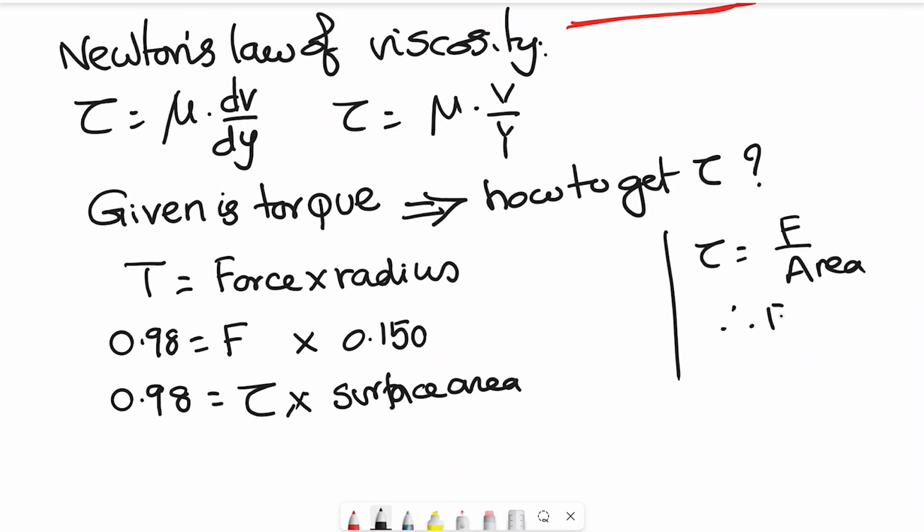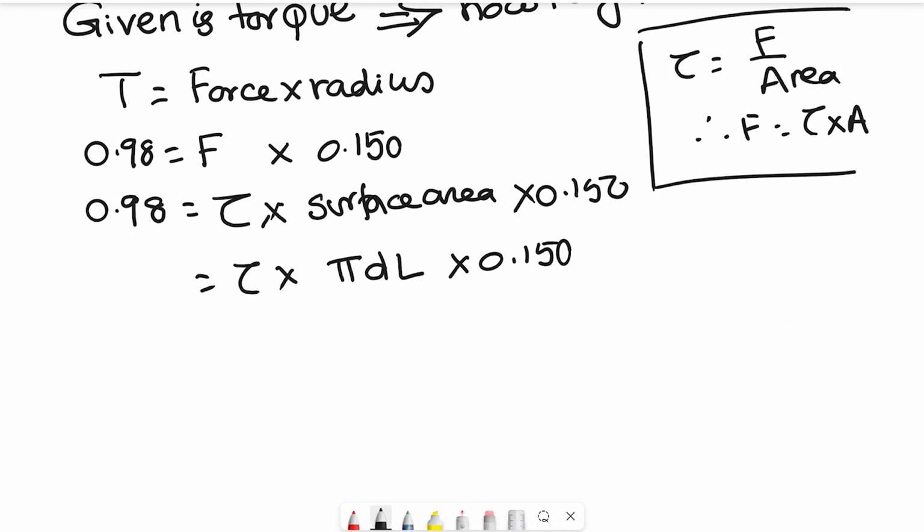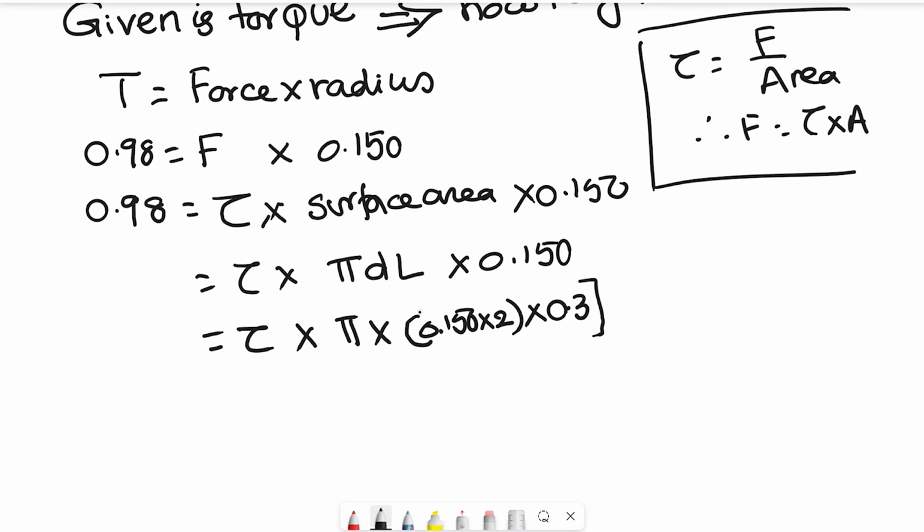Therefore force is equal to tau into area, right? Into 0.150. So it is tau into surface area, which is pi d L, into 0.150. So tau into pi into d, which is basically 0.150 into 2, this is the diameter, into length, which is how much? 300 mm, so that means 0.3. So this is d L into radius 0.150. So this is one equation.